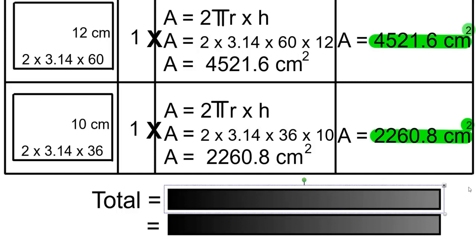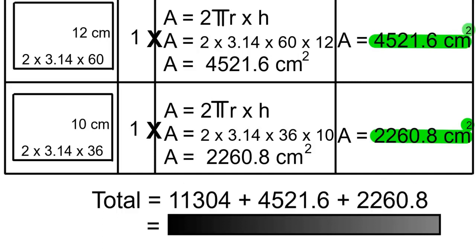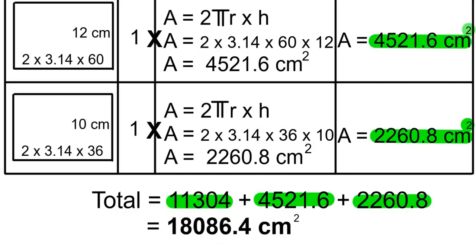To get the total area of the entire cake, we'll add all the three of those numbers together. And this will give us a total of 180,086.4 centimeters squared.